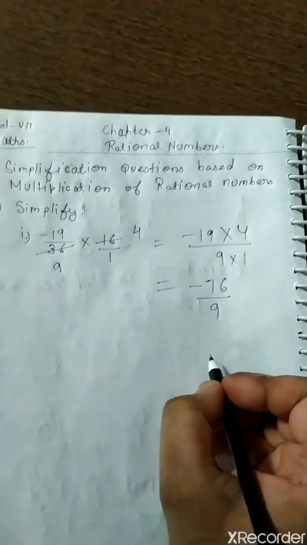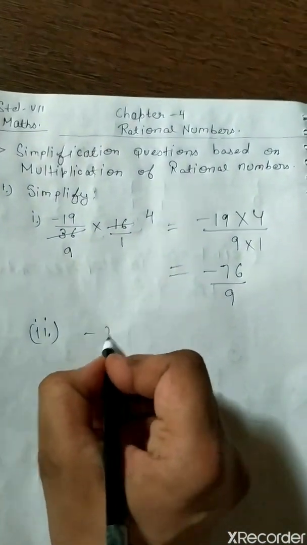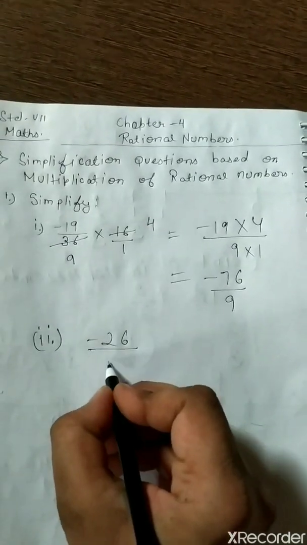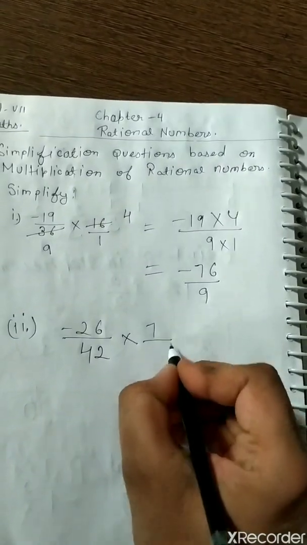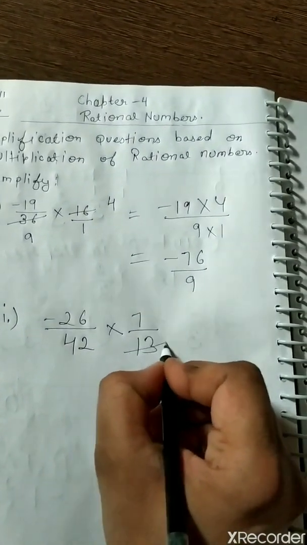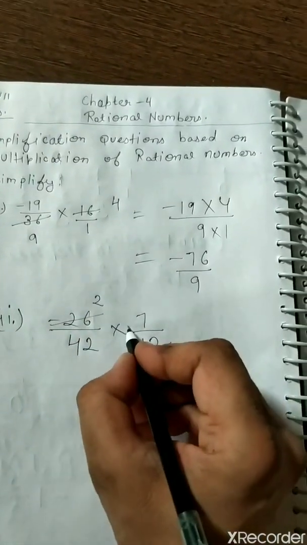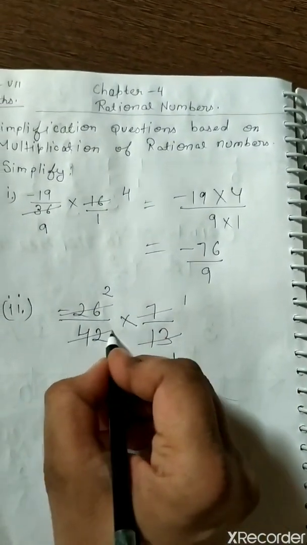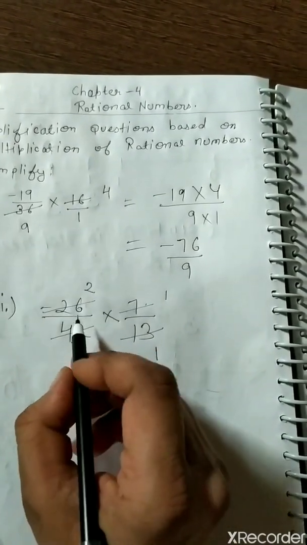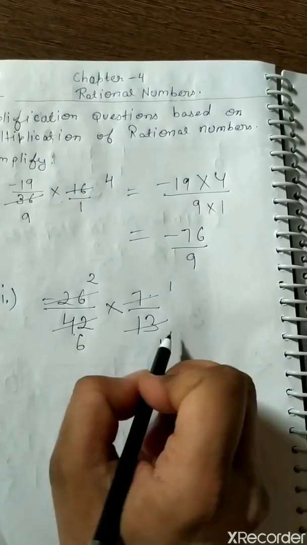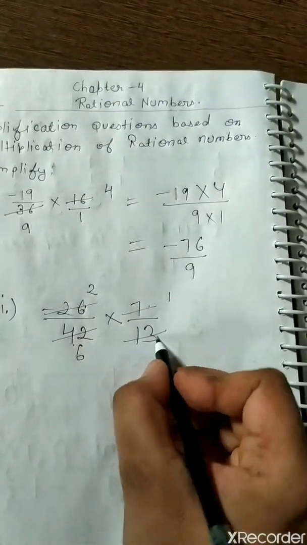9. The second simplification question: minus 26 by 42 into 7 by 13. You will cut like this, 13 into 1 time, and here 13 into 2 times, then 7 into 1 time, 7 into 6 times. The numerator and denominator can be divided. Here 26 and 13 are placed, 26 is written at the numerator place and 13 is in the denominator.